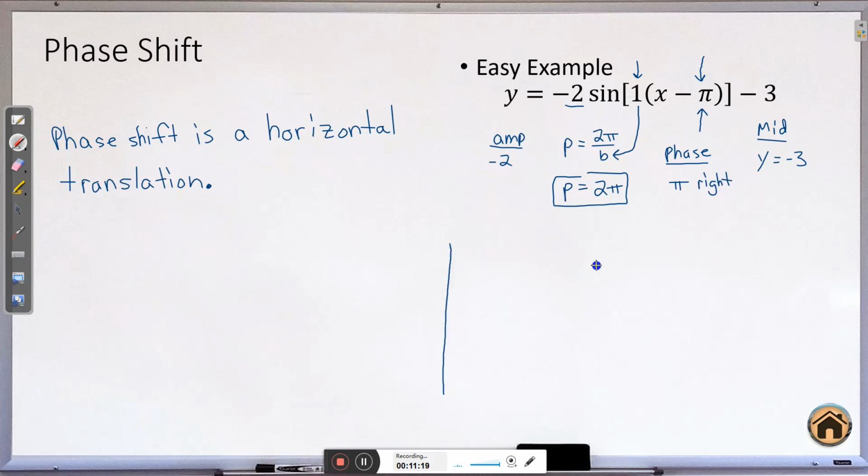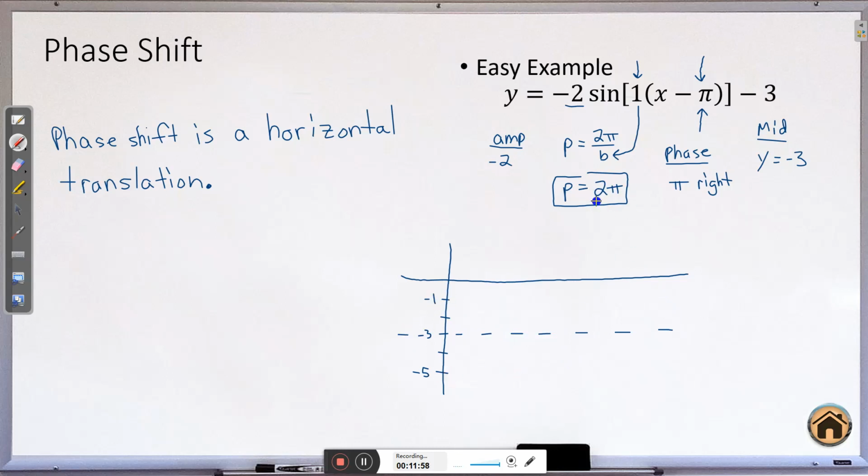Let's see, to figure out where my x-axis goes, our middle is -3. We're going to go up 2 and down 2. So it looks like everything will be below the x-axis. So if our middle is -3, we're going to go up 2 to -1 and down 2 to -5. 1, 2, 3, 4, 5. So my midline is -3. So my amplitude will go up to -1 and down to -5.